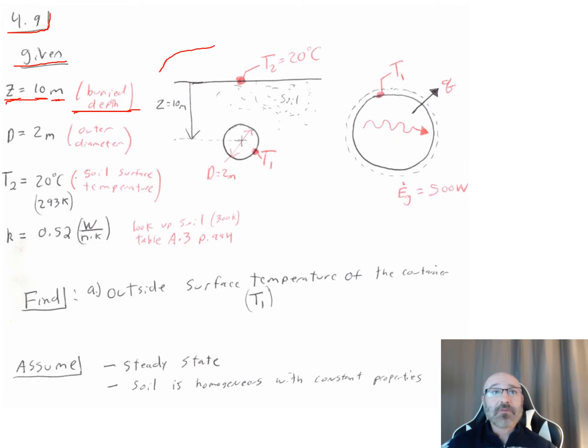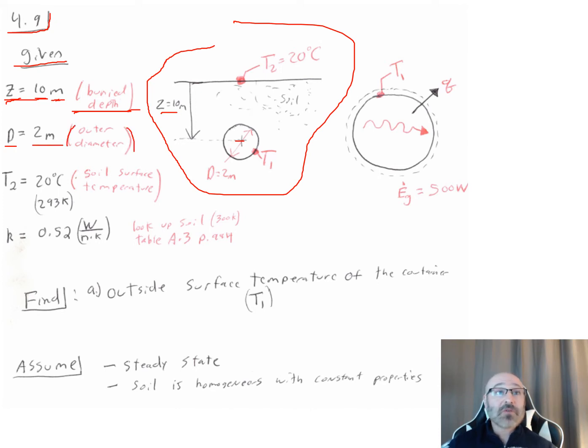We can draw out our simplified diagram over here, and we can see there's our Z equal to 10 meters to the center of that buried sphere. Then we have D equal to 2 meters, which is the outside diameter of our sphere. Then we have our T sub 2 equal to 20 degrees Celsius. This is the soil surface temperature, and I convert it right to Kelvin, 293 Kelvin.